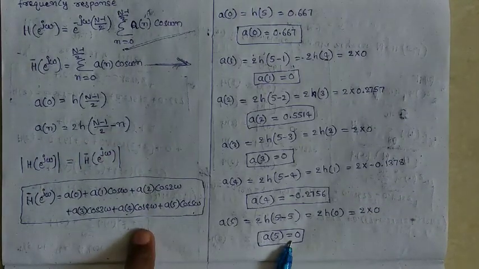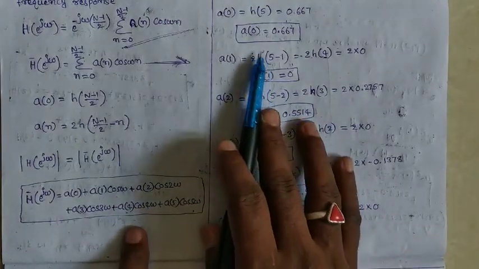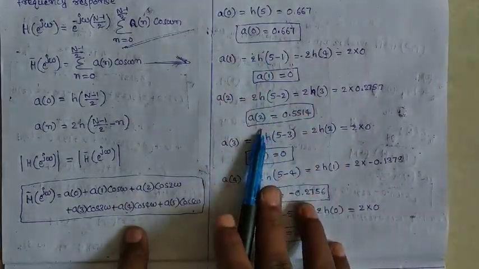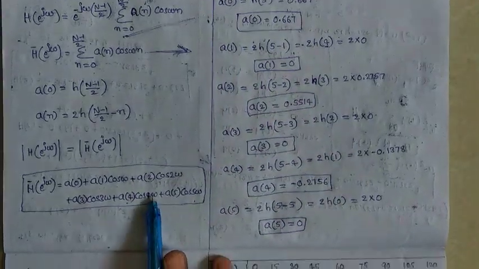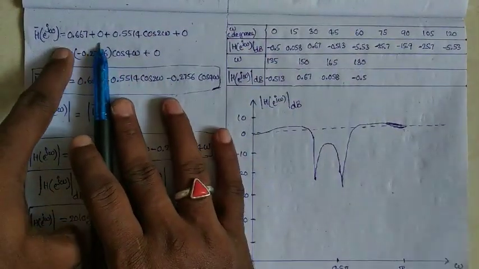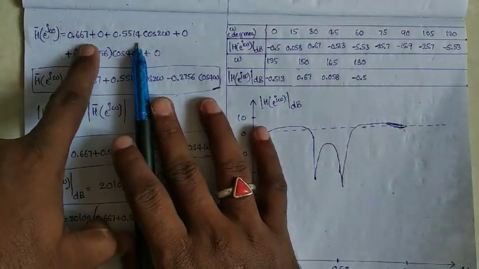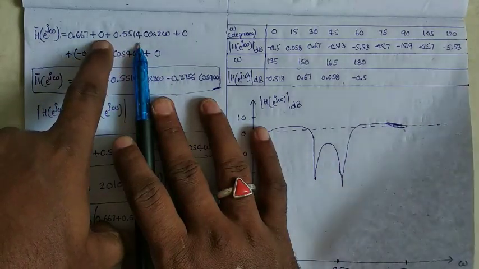And now substituting a(0), a(1), a(2), a(3), a(4), a(5) in this equation, the resulting equation looks like this. Here H bar of e power j omega is equal to 0.667 plus 0. a(1) value is 0.